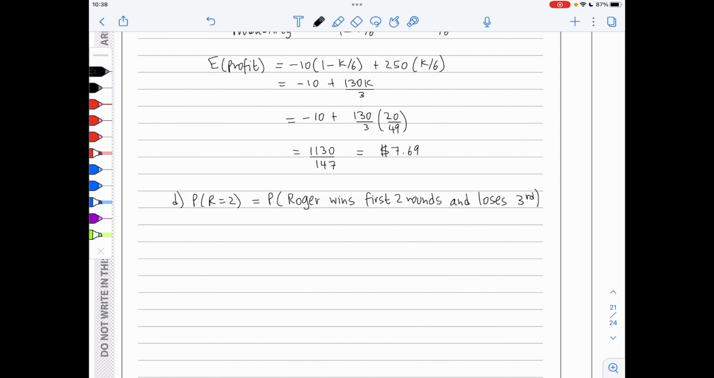So the probability of Roger winning the first round is p. Given that he won the first round, he will win the second round with the probability of p again, and then he will lose the final round, so that's 1 minus p, which gives p squared times 1 minus p as required.